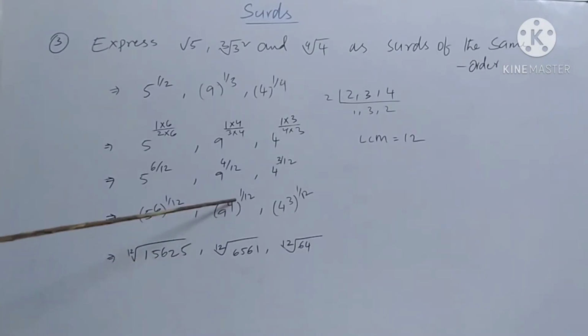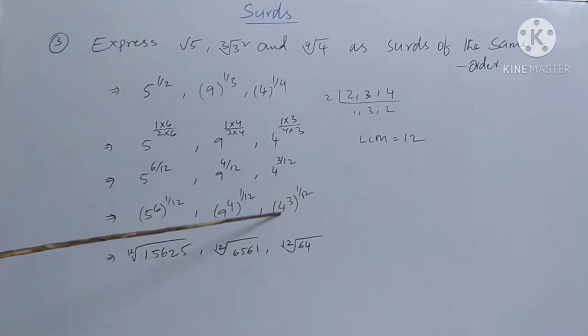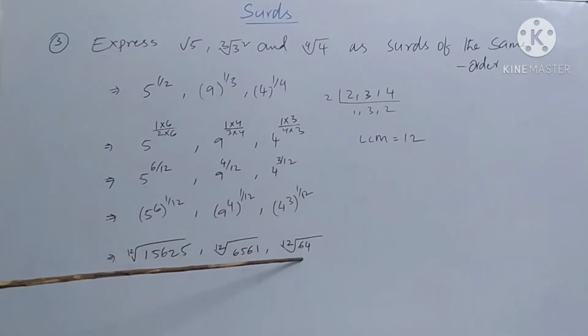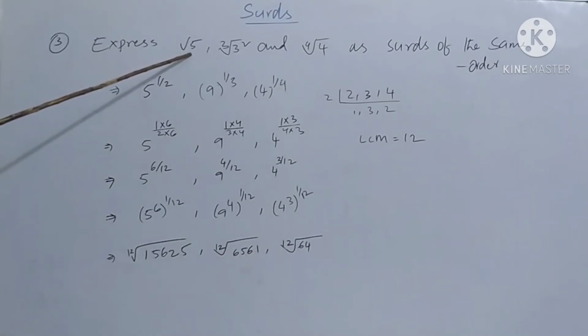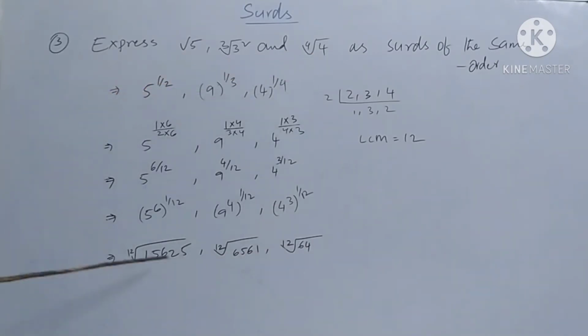15,625. Here 9 power 4 means 6,561. Here 4 power 3 means 64. So the irrationals of these three numbers are in the same order. What is the order? Here 12th root, 12th root, 12th root. This is the same order.